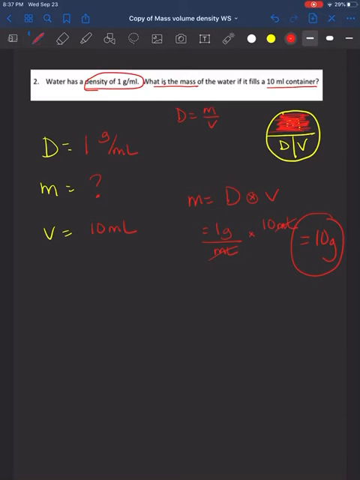The question is, does this make sense? What unit should mass have? It should have grams, so that checks out. You feeling more confident? All right, let's do number 3.